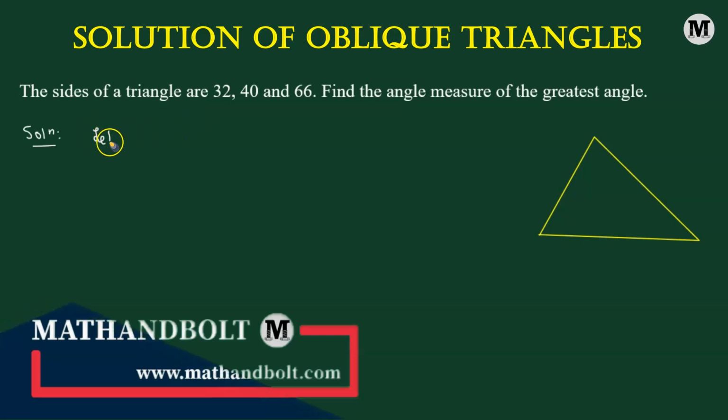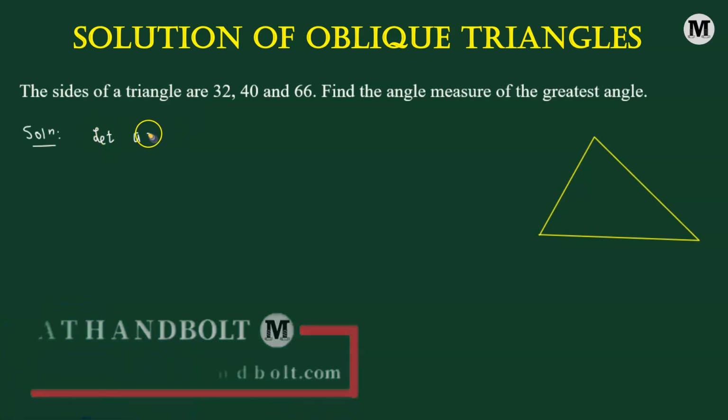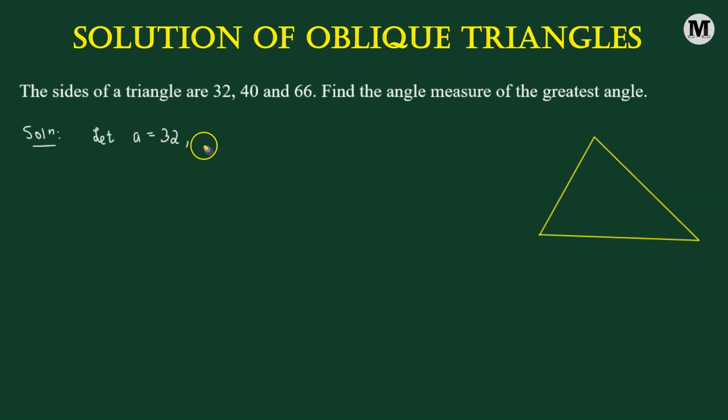So let us first name the sides. Let's say side A corresponds to 32 units, side B corresponds to 40 units, and side C corresponds to 66 units. So in our triangle, A is going to be equal to 32 units. Then we have the next side B, which is 40 units. And then side C is going to be 66 units. So here we have a triangle.